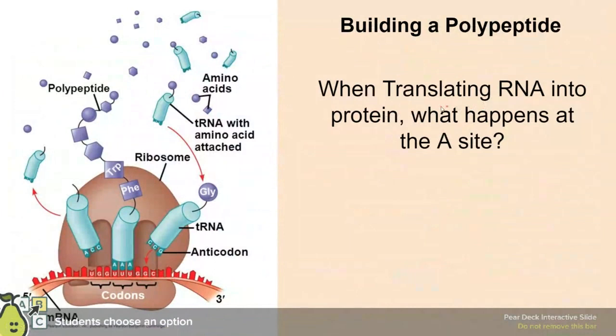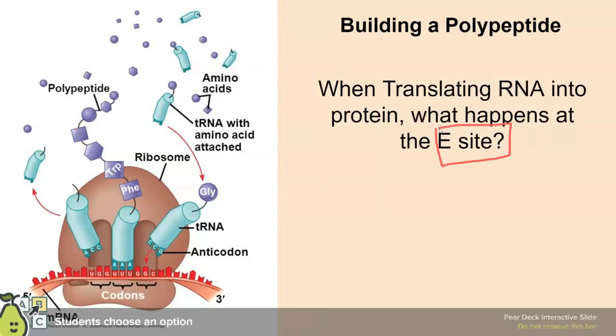All right, this says when translating RNA into protein, what happens at the A site? So at the A site, new tRNAs are joined, and if the anticodon matches the codon, then the amino acid will be added to the polypeptide. Next, it's talking about the P site. Well, P stands for polypeptide. This is where the peptide bonds are formed and the polypeptide starts to grow.